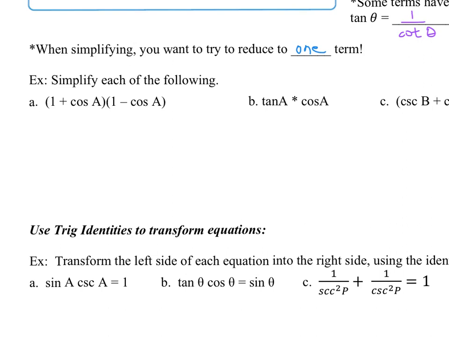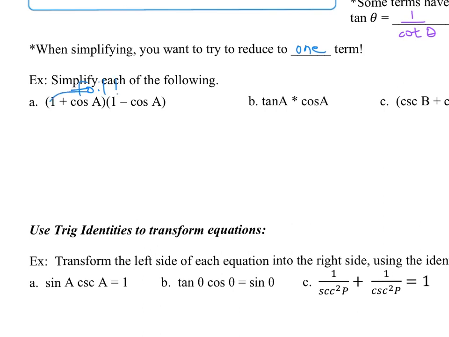We have 1 plus cosine angle A times 1 minus cosine angle A. In this section, we can't say that 1 plus cosine A equals sine A because we can't take the square root of that Pythagorean identity. What we can do to eliminate the parentheses, however, is FOIL. So we're going to FOIL on this one.